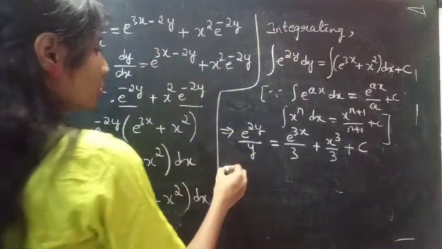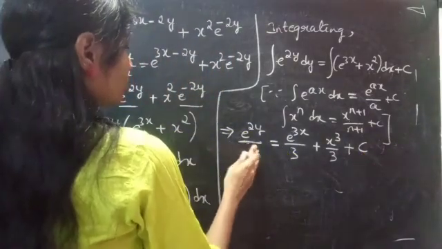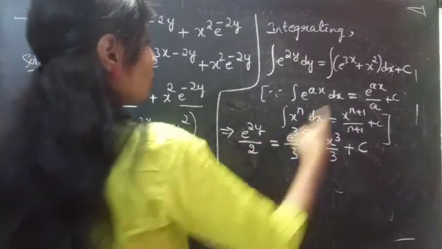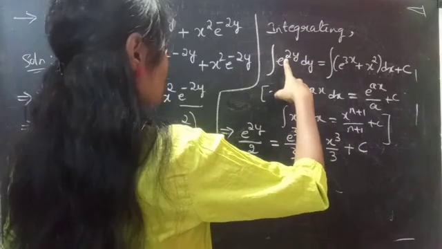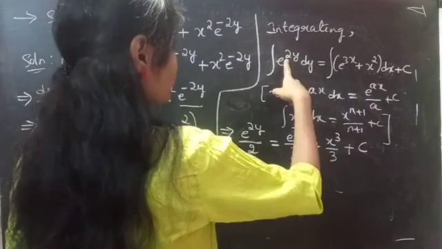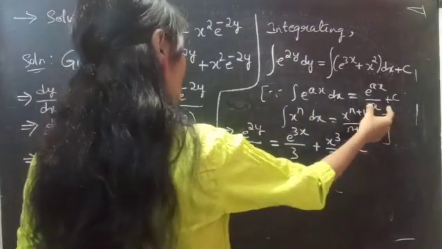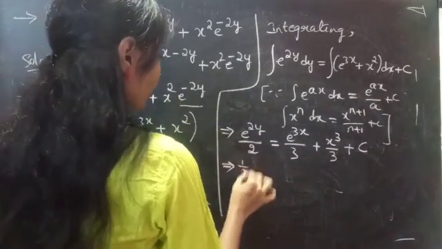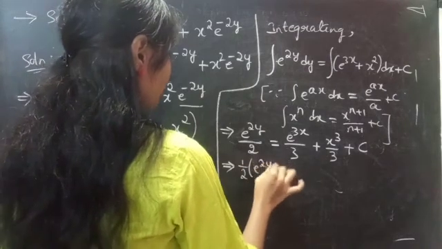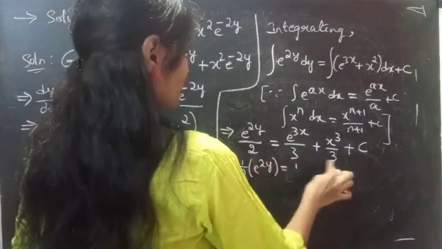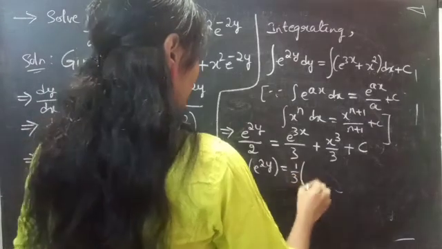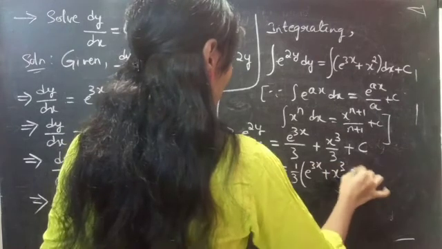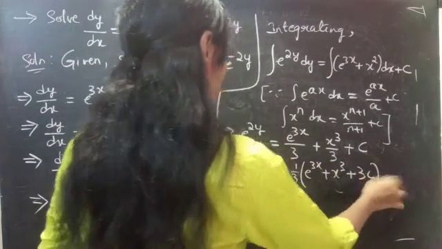Okay. e power 2y by 2. You should not write y. Since the constant is 2, you have to write 2, that is the constant, in the denominator. Okay. So this implies 1 by 2 into e power 2y equals, now I'll take 1 by 3 common, so I'll get 1 by 3 into (e power 3x plus x cube plus 3 times c).